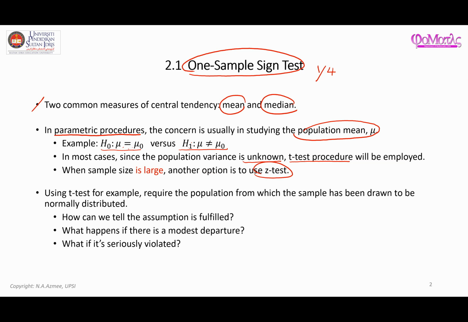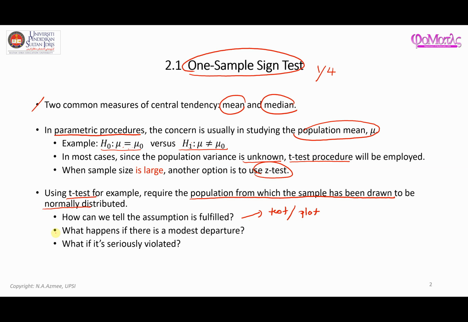Now let's talk a little bit about the t-test procedure. This procedure here requires several assumptions to be fulfilled before you can use it. And an example here is it requires population from which the sample has been drawn to be normally distributed. So how can you tell if the assumption is fulfilled? You need to check your data, obviously. For example, you may want to do some sort of test, or you may want to plot your data to see whether it follows the normal distribution or not.